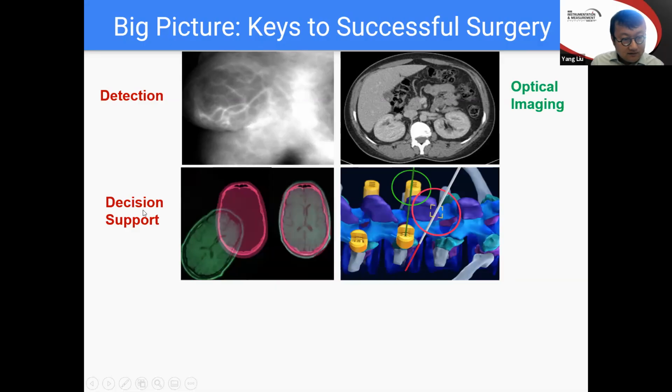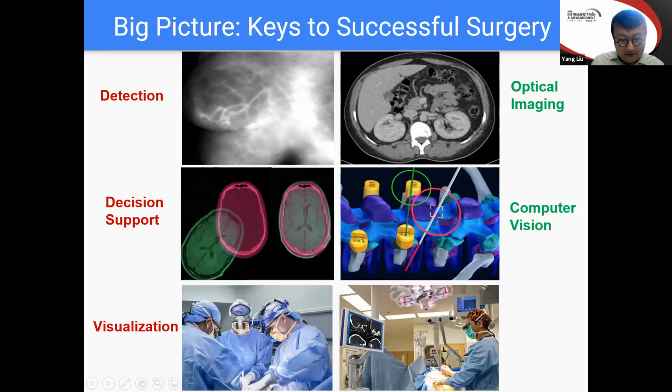The second thing that is important is decision support. As the surgeon conducts the surgery, he may have to know: is the pedicle screw being placed at the right place? Is the drill path being aligned? Or how can he or she correlate two different modalities of imagery together? For that, computer vision can play a key role. Last but not least, and actually more importantly, is surgical visualization, because surgeons really rely on vision to make a determination of where to cut and where to preserve. So visualization is very important.